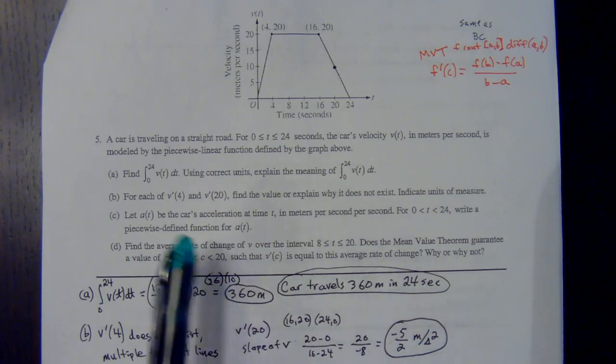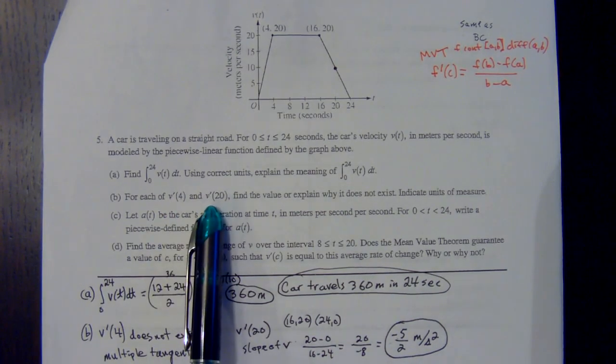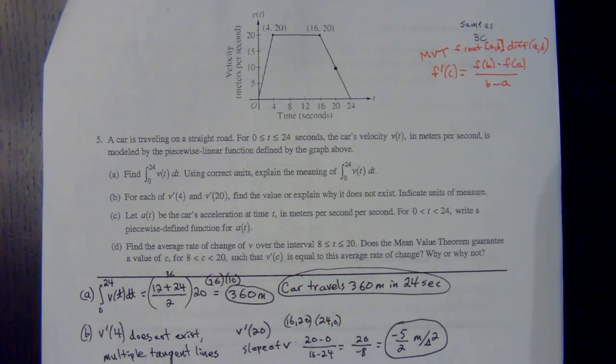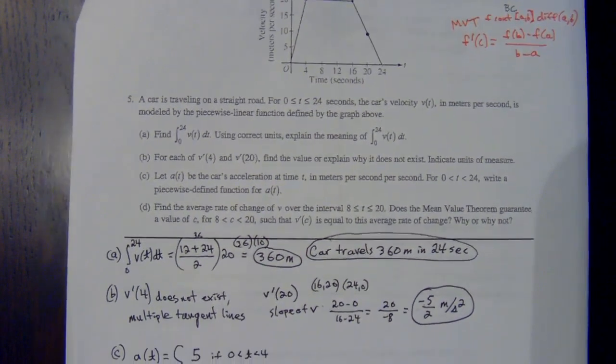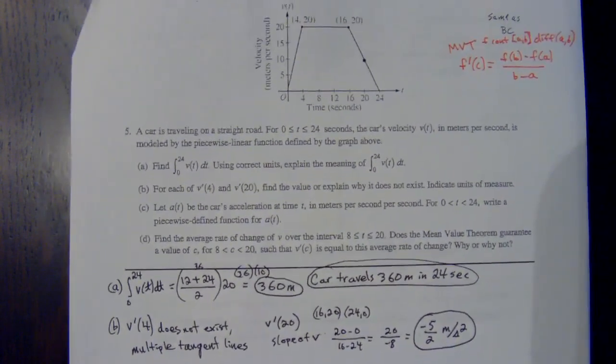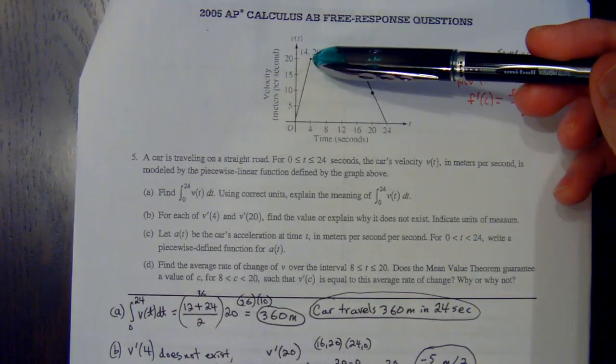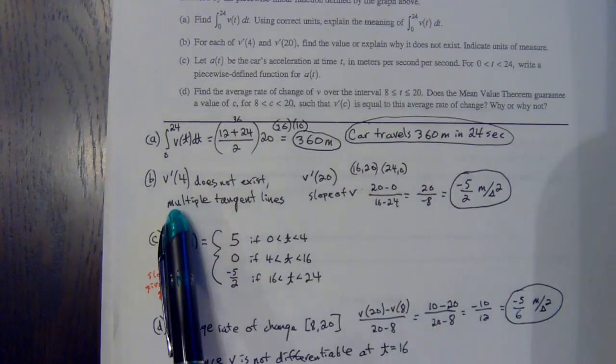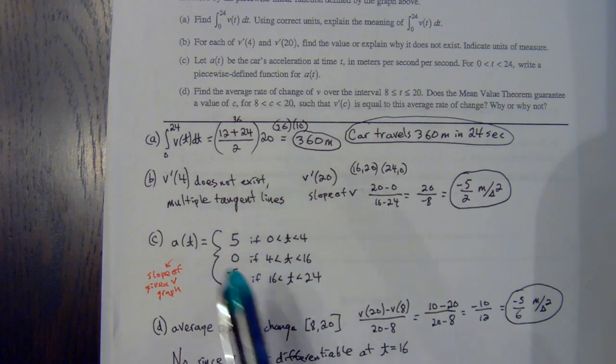All right, now for letter B, it says v prime of 4, v prime of 20. We know that's a derivative. We know the number representation of the derivative is going to be the slope. Now at t equals 4, there's a corner point right there. So we put v prime of 4 does not exist. And the reason we always use for that is multiple tangent lines.